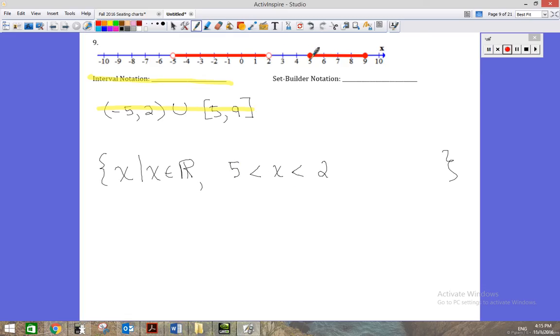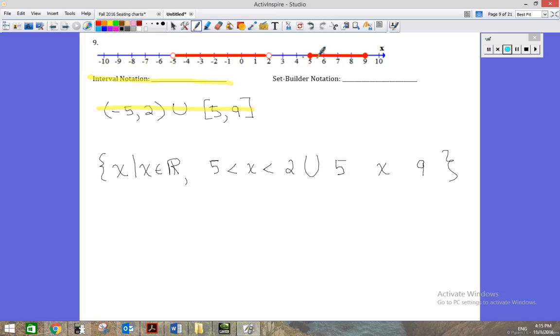Now, since I have another interval to write, I need that union symbol. And I'm going to try to do the same idea here. I have two endpoints. See, I don't have my arrow shaded. I've got endpoints. +5 is smaller than 9. My variable's in the middle, and 5 is less than 9. And this time, because both of those are included, both of those are solid dots, it needs to be less than or equal to. Less than or equal to.